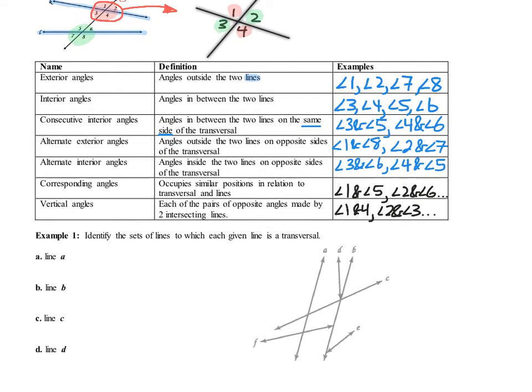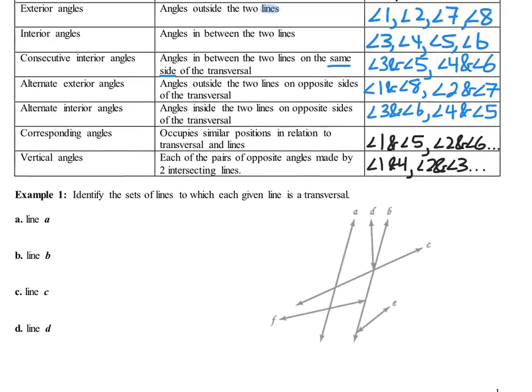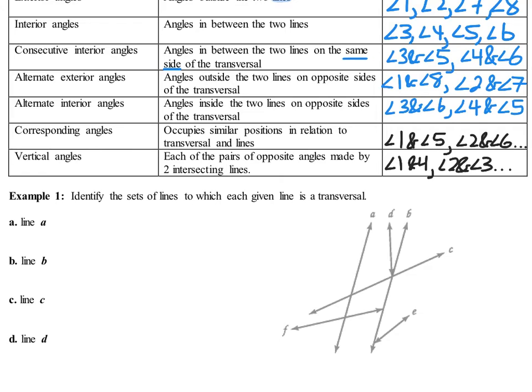And so, right into the fire, I guess. Not really. You're not asked to identify any angles, but it says identify the sets of lines to which each line is a transversal. Again, a transversal is defined as a line that intersects two other lines. So basically, all I'm asked to do, and I'll just make a note of it at least this first time, is identify two lines.